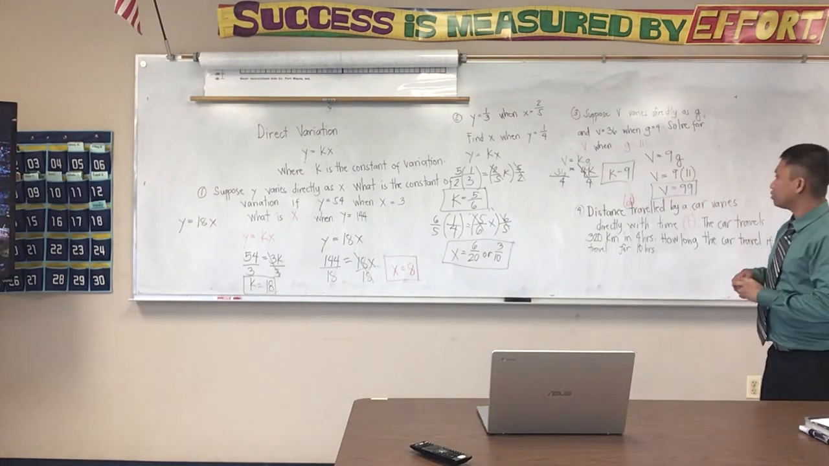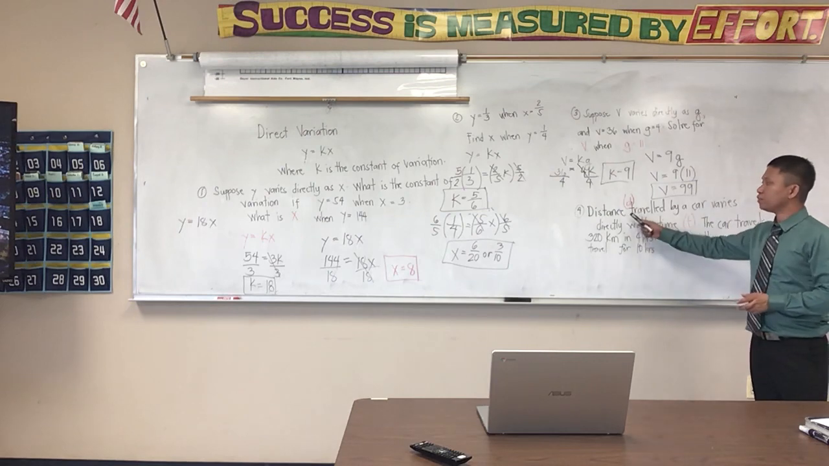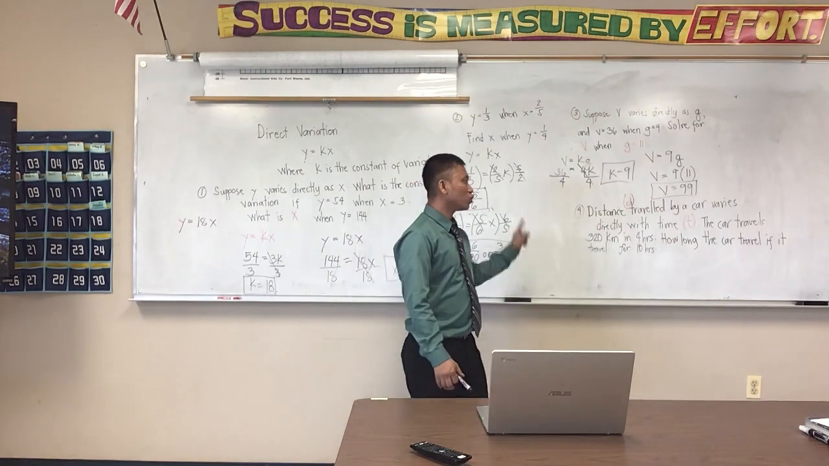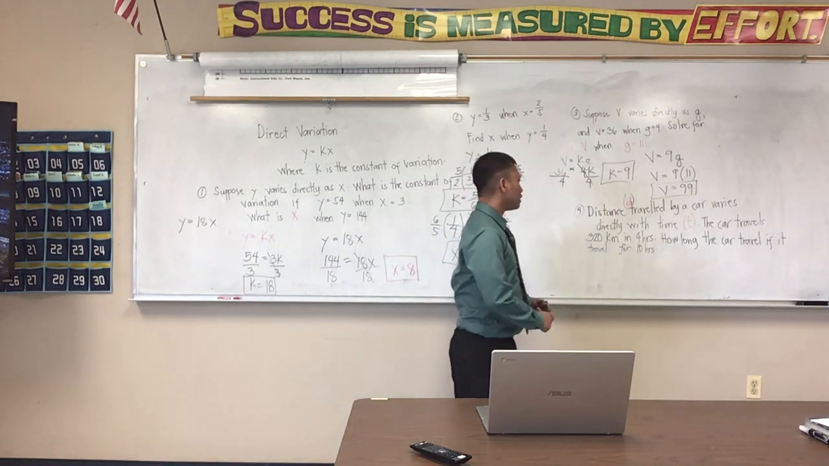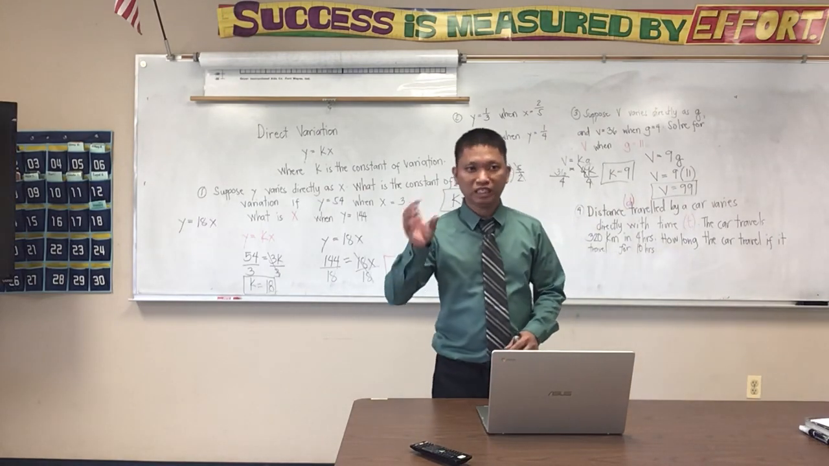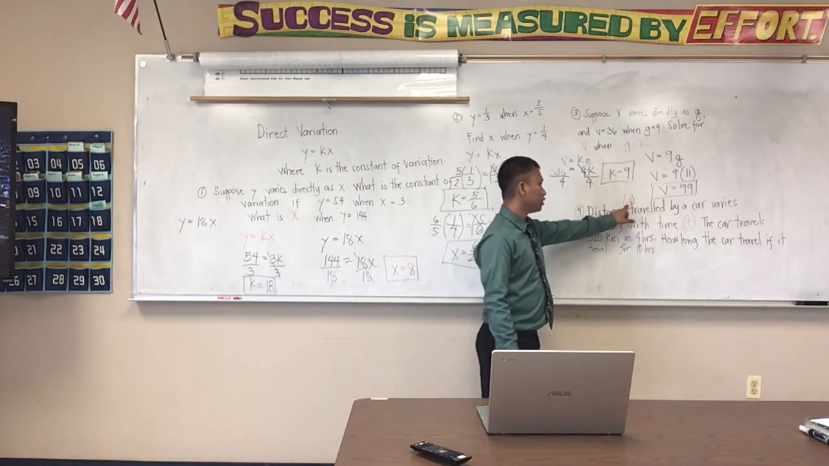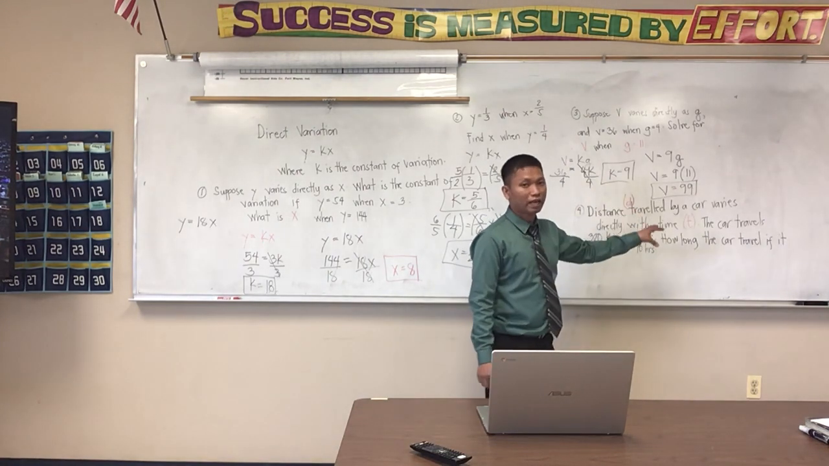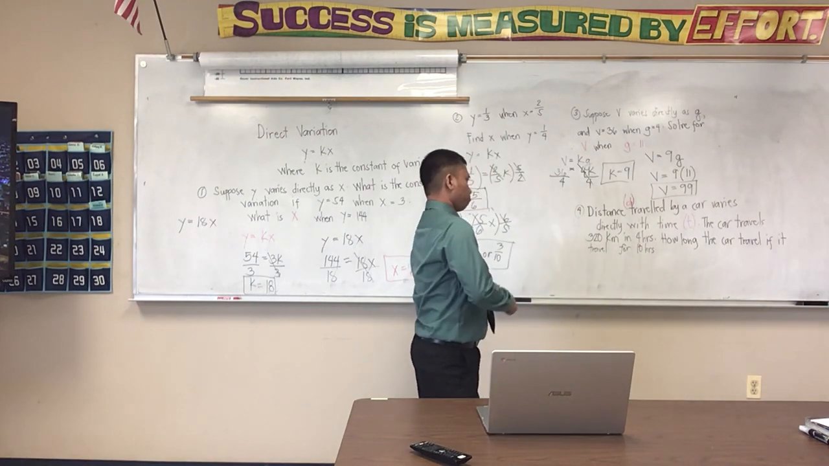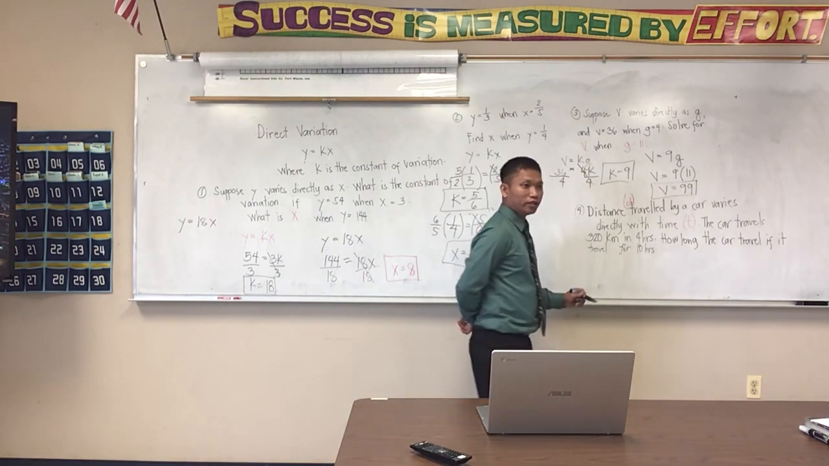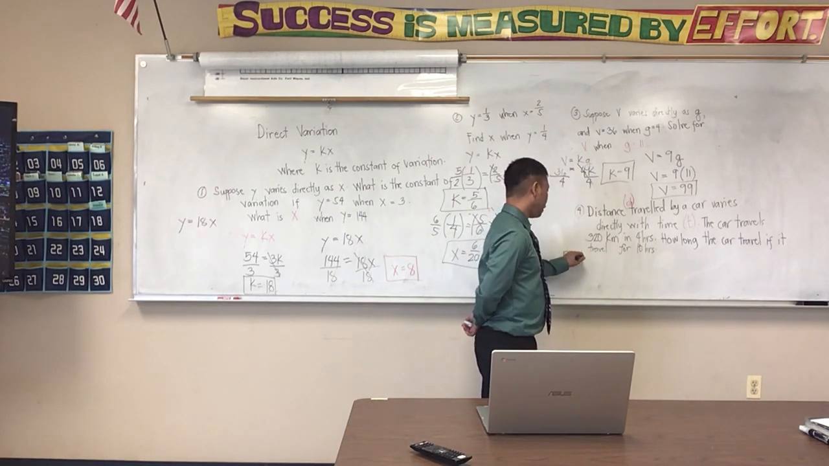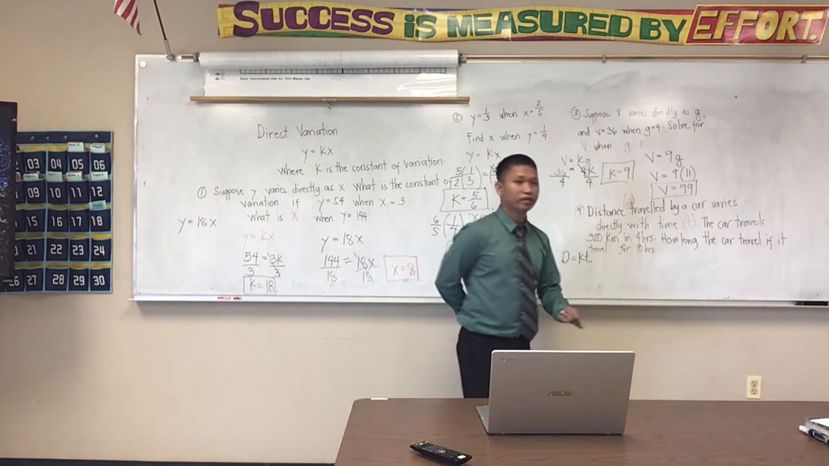Okay, so last example. We have here the distance. For example, the distance traveled by a car varies directly with time. So for the distance, we can use the variable D, and the variable T for time. So our equation here would be D is equal to K times T, or time.